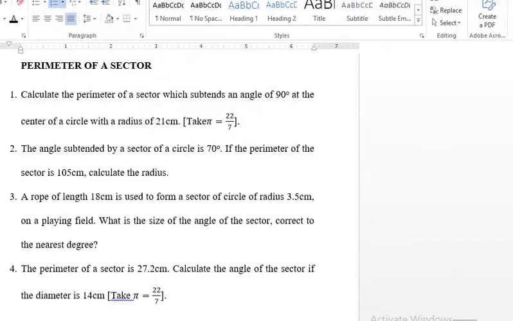So question 2 says the angle subtended by a sector of a circle is 70 degrees, if the perimeter of the sector... So let's put the same thing down. List out your given parameters and you're good to go. The angle subtended by the sector of a circle is 70 degrees.